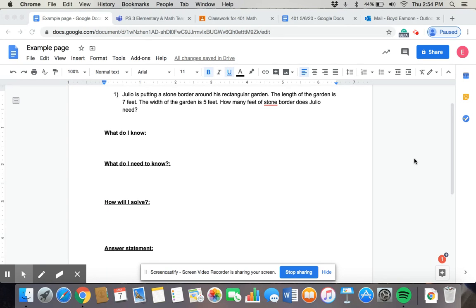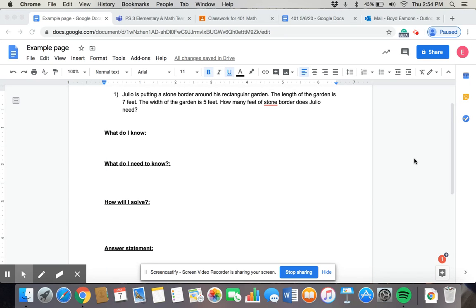So the first problem I have here is: Julio is putting a stone border around his rectangular garden. The length of the garden is 7 feet. The width of the garden is 5 feet. How many feet of stone border does Julio need?